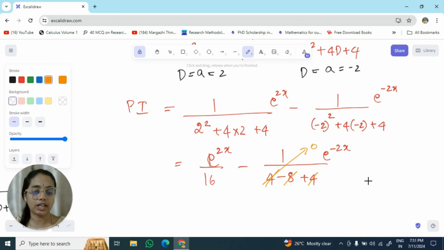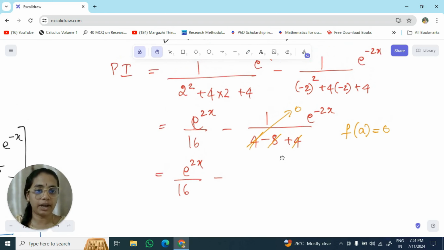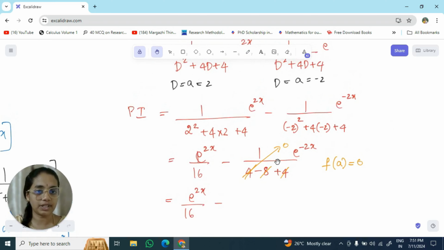So we had seen a case, right? Whenever the denominator is 0, whenever f of a is 0, what should we do? Differentiate the denominator term. Yes, the first term remains as it is till the end. Okay, we are just doing some changes in the second term because the denominator is 0. Let's get back to our first step. Yes, this step.